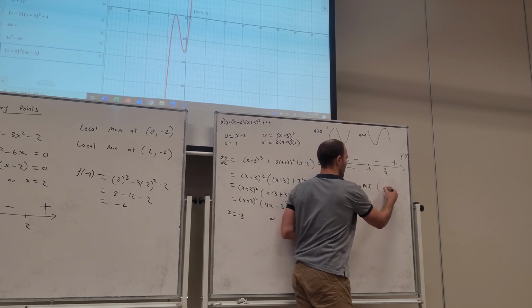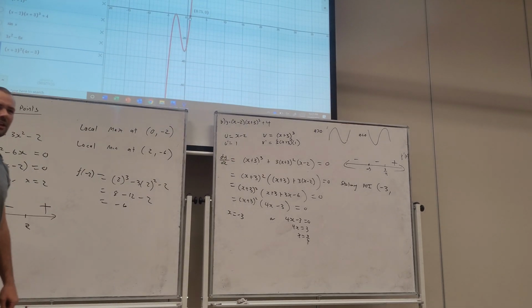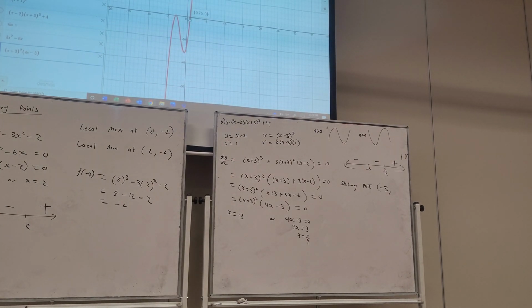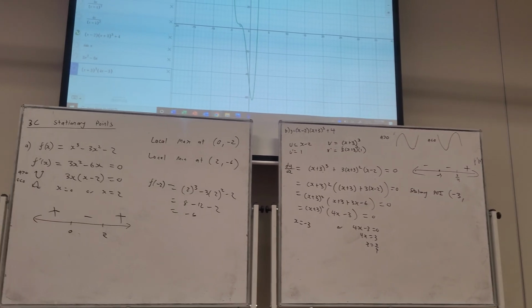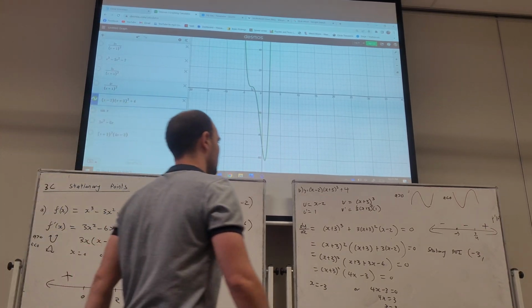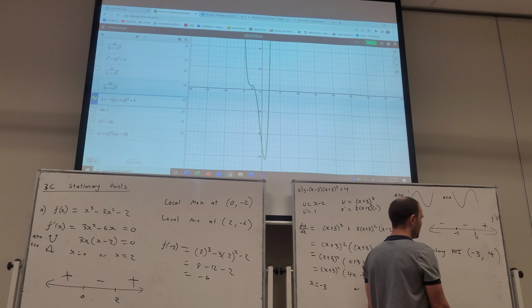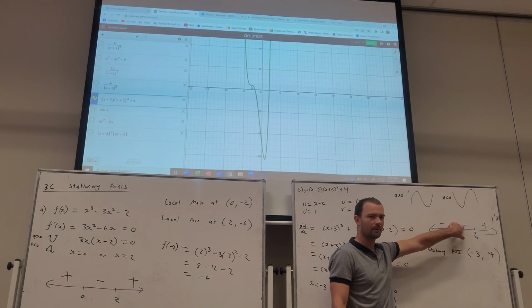Stationary point of inflection at x is minus 3. And we can just solve for the y value of the original function. That's not it. This one. When x is minus 3, what's y? When x is minus 3, y is 4. So that's the stationary point of inflection.